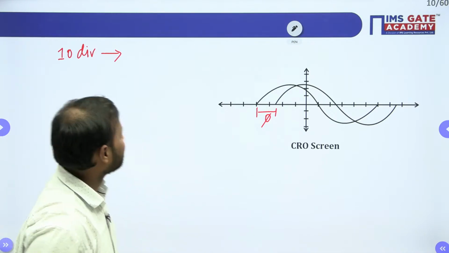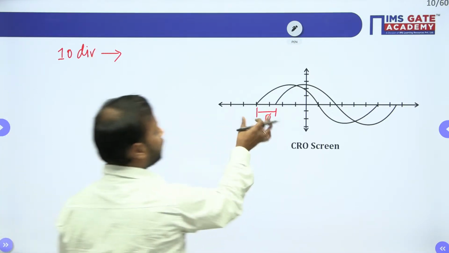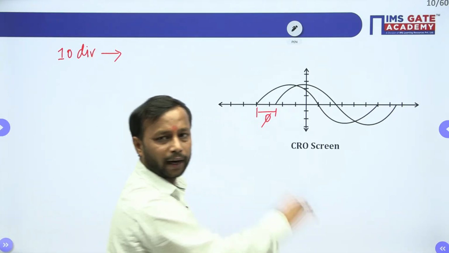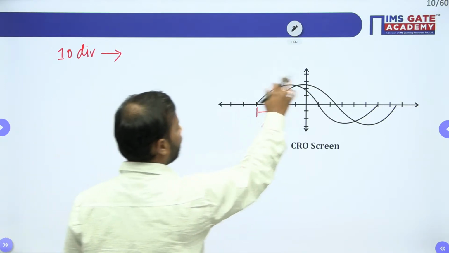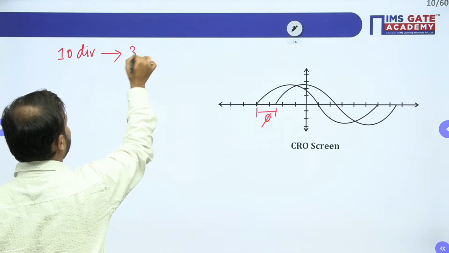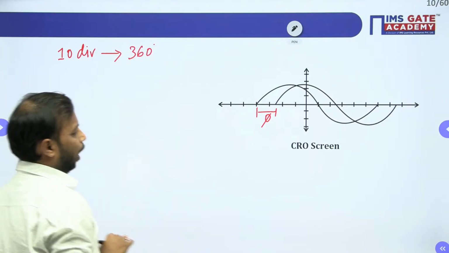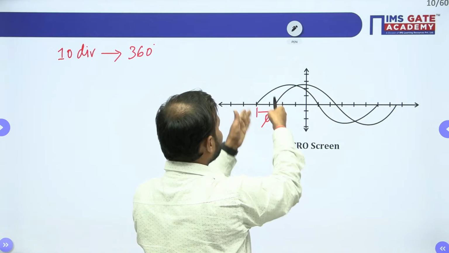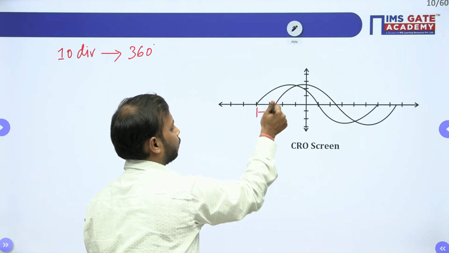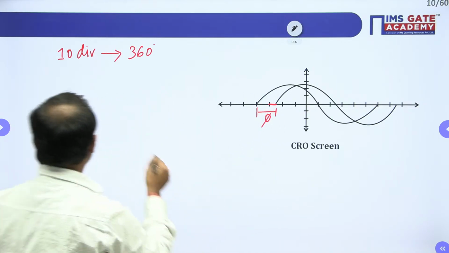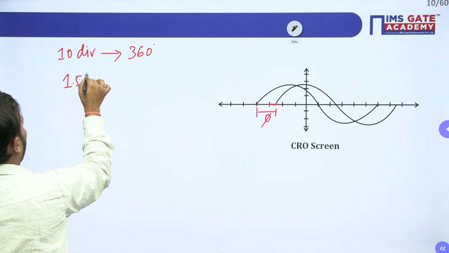All right, so moving ahead, this is the phi which I am supposed to find. Answer is B and D. Okay, JP, let us see. So one complete cycle means how many degrees? 360 degrees. Done. But I want this phi. How many divisions is this phi covering? 1 and 0.5. This is 0.5. So 1.5 divisions means what?